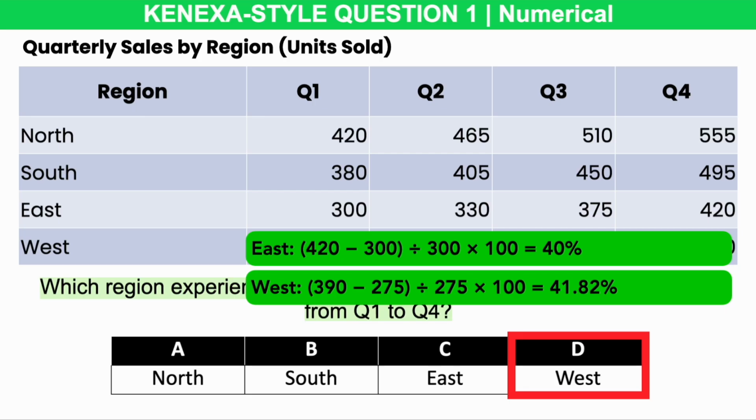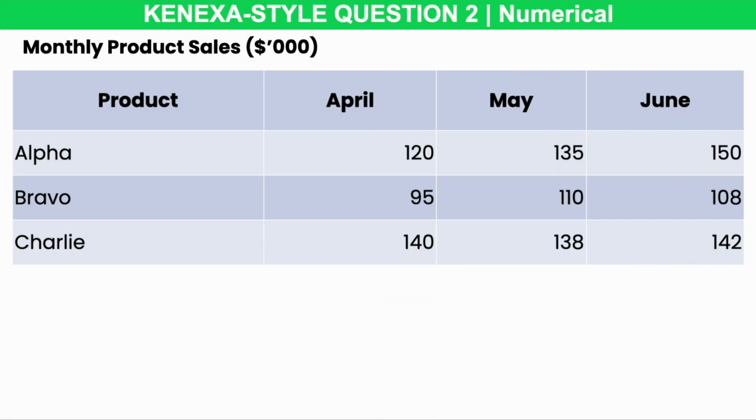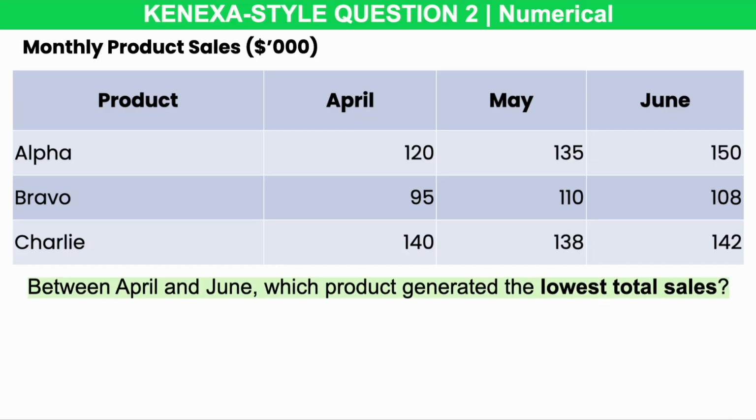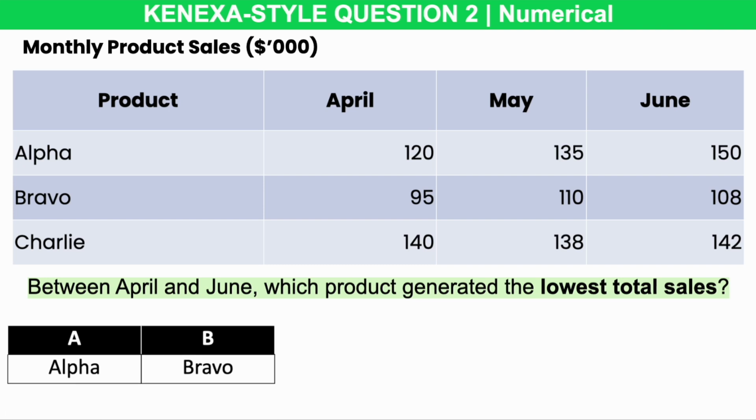That is really tricky. If you need to rewatch that section, please do so, but let's practice some more. Now it is your turn. Here is the question. Between April and June, which product generated the lowest total sales? Is it A, Alpha, B, Bravo, or C, Charlie?